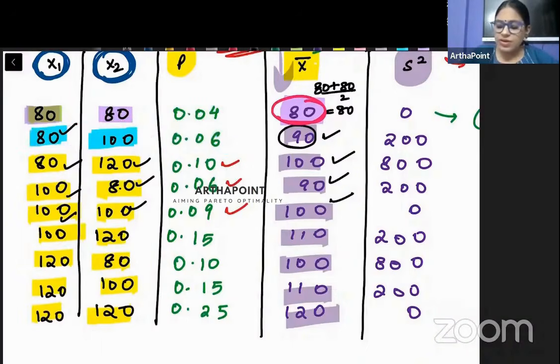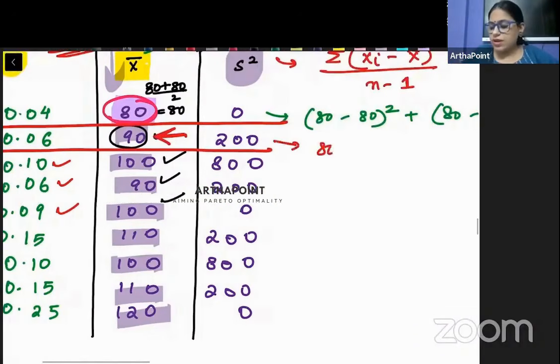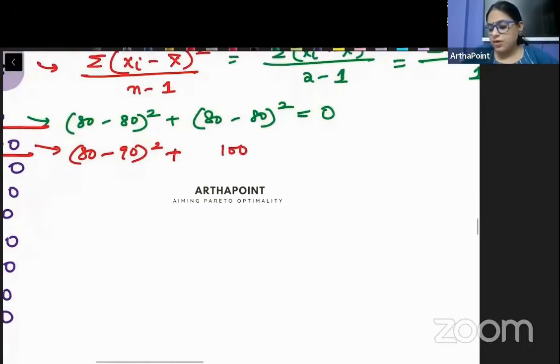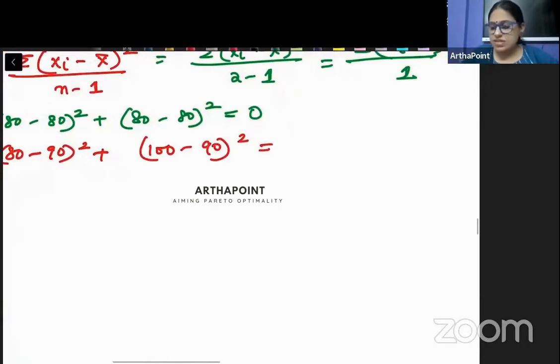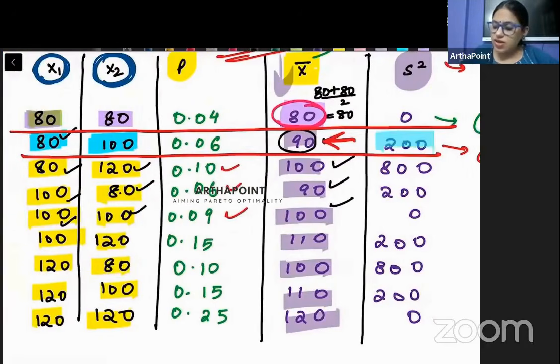Now let us go to the second one. This is done. Now let's look here. Their mean is 90, isn't it? So for this one I will do 80 minus 90 whole square plus 100 minus 90 whole square. This gives me minus 10 whole square, which means 100, plus 10 whole square, which means 100. So this will be 200. You can see in the second place that this is coming as 200.